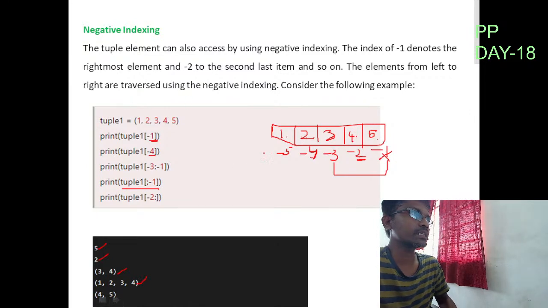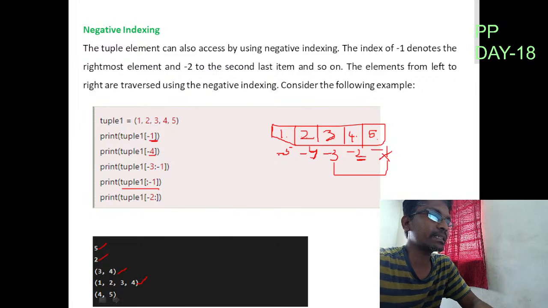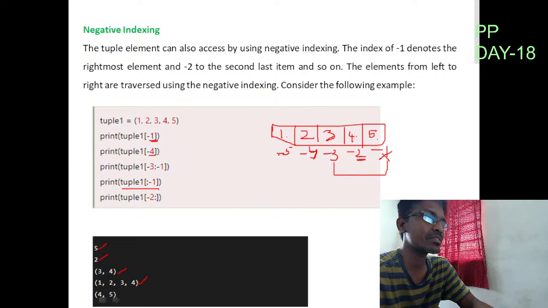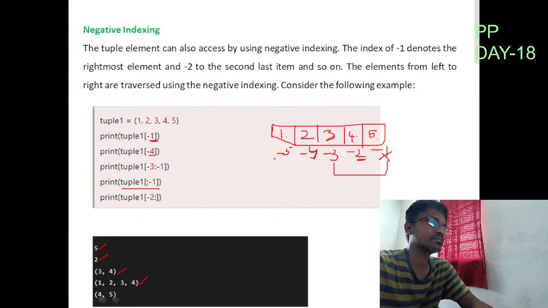So that is about negative indexing. The indexing in strings, lists and tuples is the same. Tuple indexing and slicing is the same as string indexing and slicing, and the same as list indexing and slicing. So that is about negative indexing.